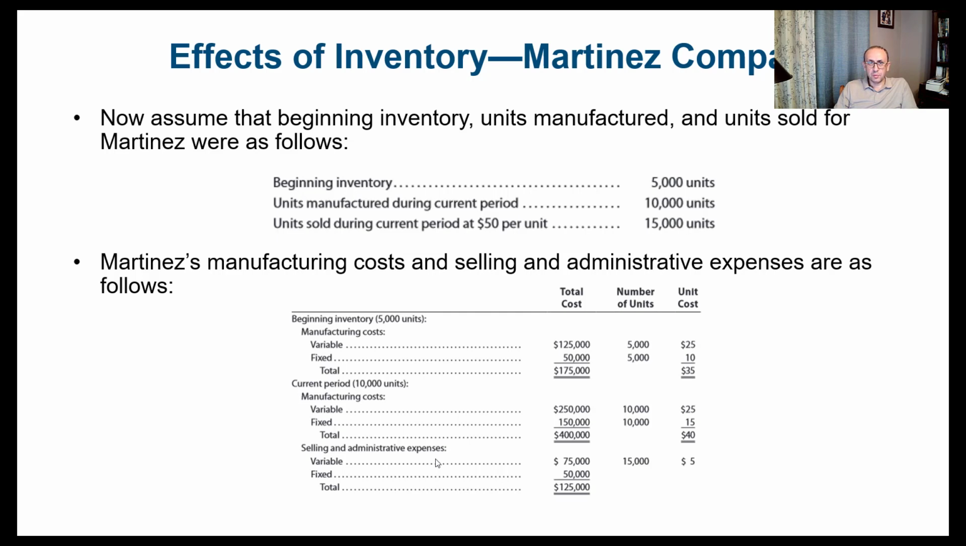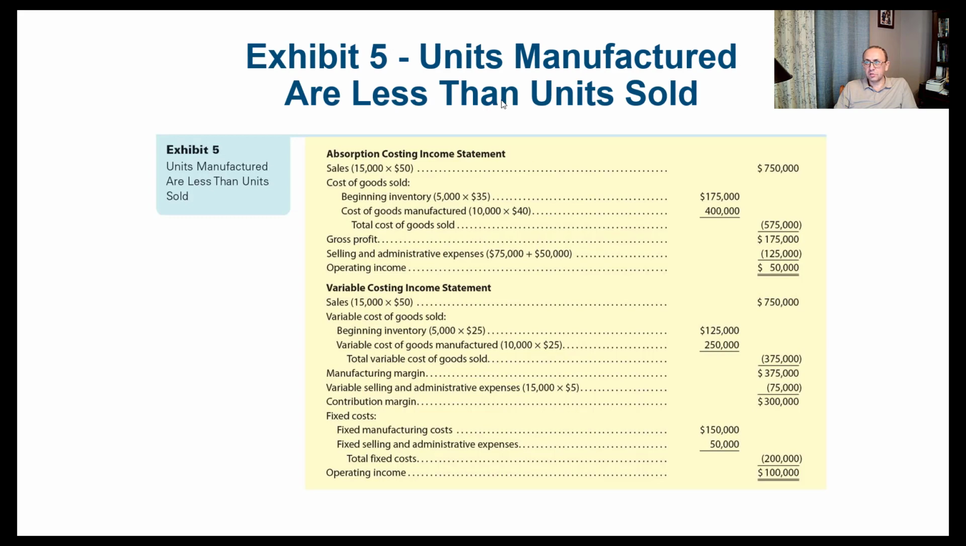So let's see how that would look if the units manufactured are less than the units sold. In this case, we'll start with absorption costing. Remember, absorption costing, we only have two stages. We calculate gross profit and we calculate operating income. How do we get to gross profit? It's simple, as we've done in financial accounting: sales minus cost of goods sold.